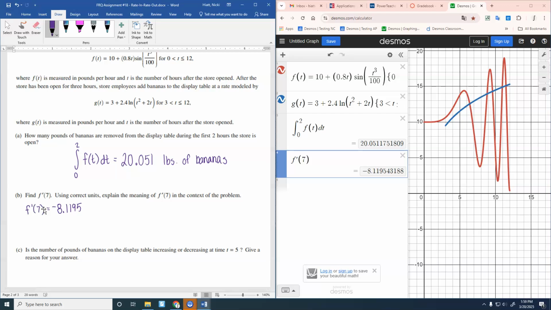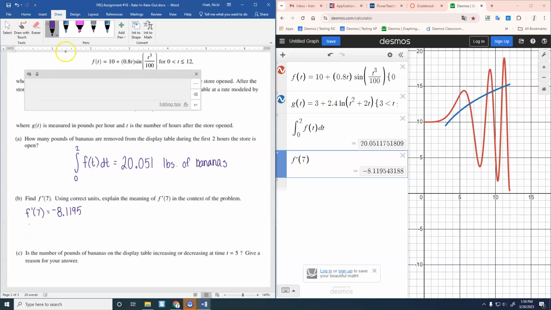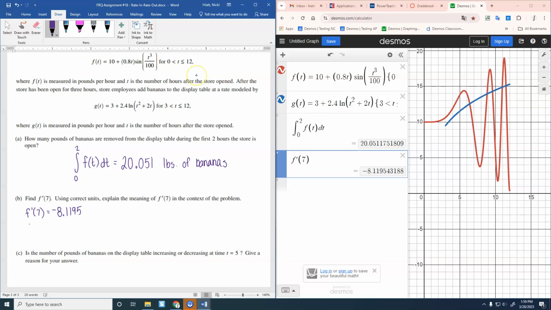Okay, what is f of t? What does that give you? So f of t is the rate bananas are removed. And what are the units for that rate? That is pounds of bananas per hour.